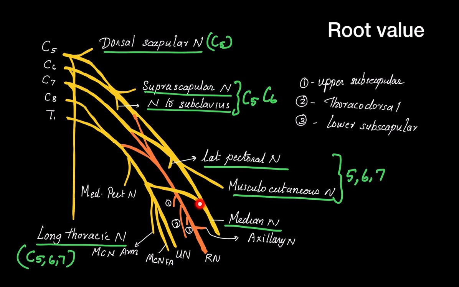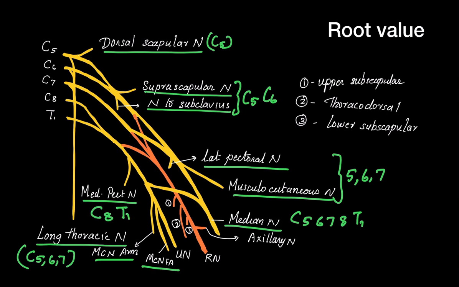Whereas the median nerve, you can see it receives a twig from the lateral and the medial cord. So all the 5 spinal nerves will contribute to its formation. So its root value will be C5, C6, 7, 8 and T1. Now about the medial cord, medial pectoral nerve, medial cutaneous nerve of arm and medial cutaneous nerve of forearm all arise from the medial cord, which arises from the C8 and T1. So their root value will be C8 and T1.